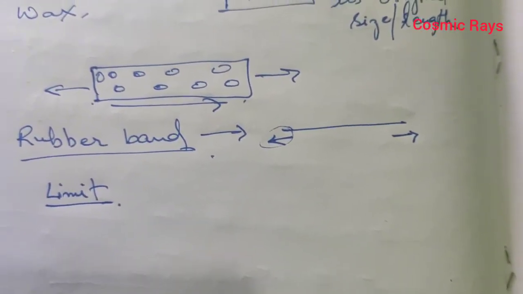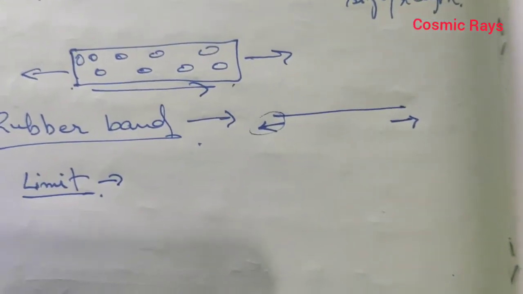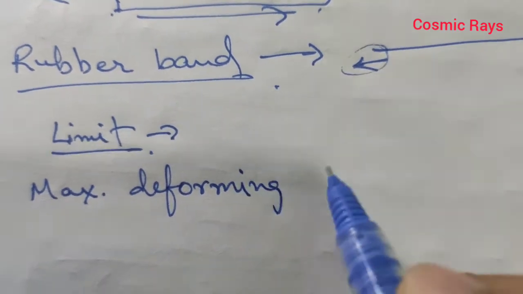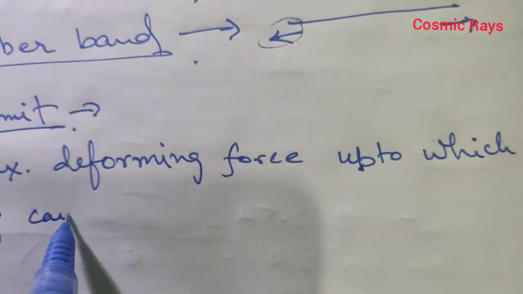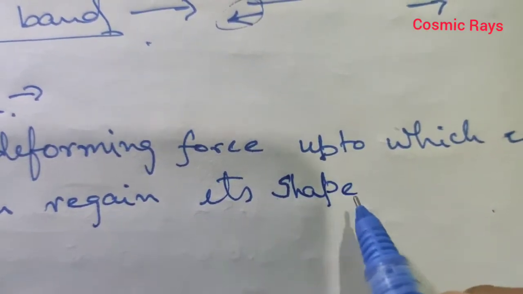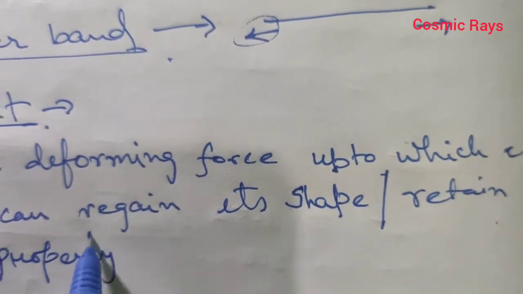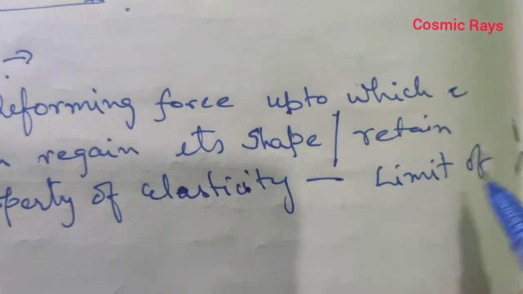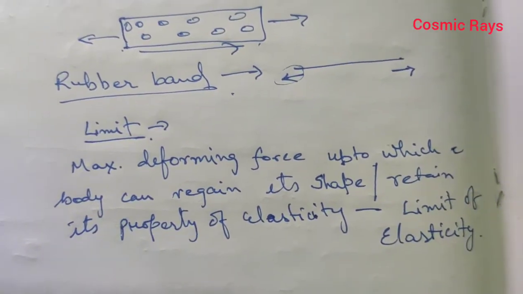It is the maximum deforming force up to which a body can regain its shape, size or length, or we should say it can retain its property of elasticity. That is known as the limit of elasticity. So once the limit of elasticity is crossed, the body won't be able to retain or regain its original shape.